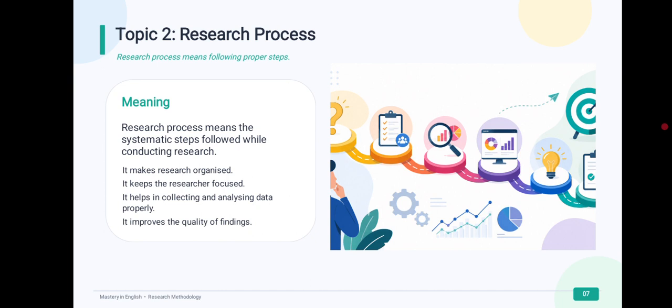Just as we follow steps while cooking food or building a house, researchers also follow proper steps while conducting the research that I already mentioned. So basically, at the time of research, we need to follow the steps, we need to follow the blueprint.